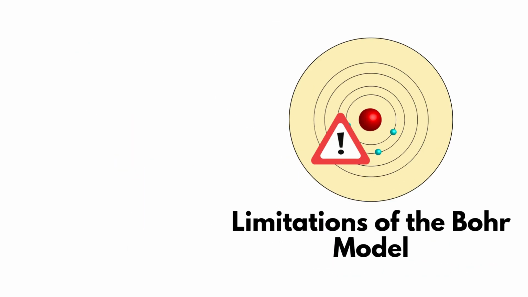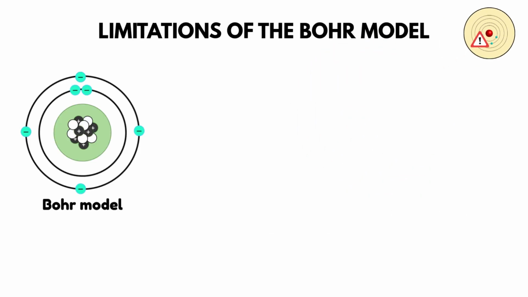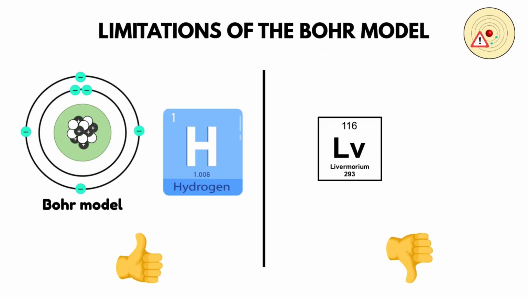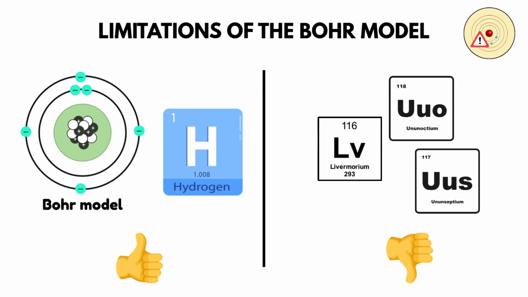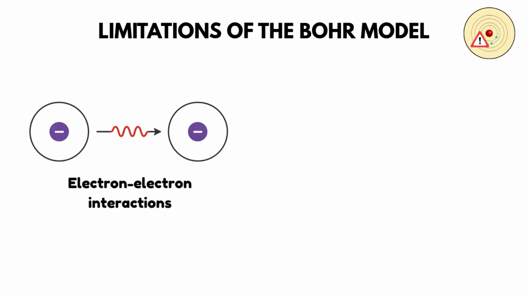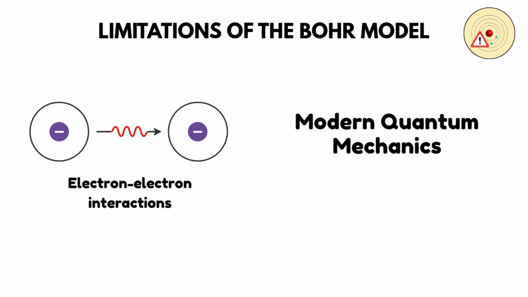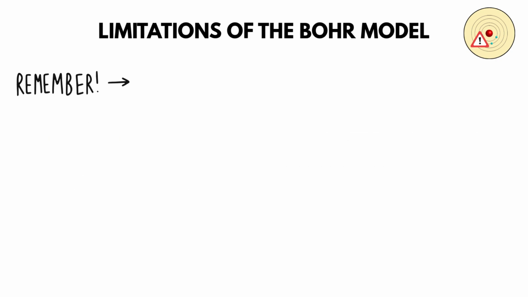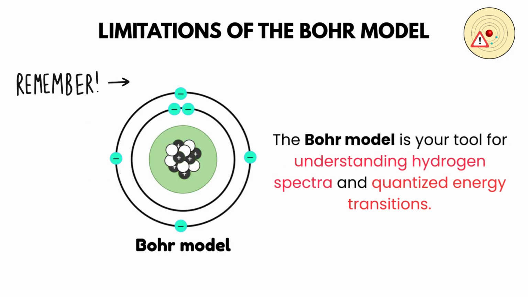Limitations of the Bohr model. The Bohr model works beautifully for hydrogen, but it fails for multi-electron atoms. Real atoms have electron-electron interactions and more complex behavior. That's why modern quantum mechanics goes beyond Bohr. But for the MCAT, remember, the Bohr model is your tool for understanding hydrogen spectra and quantized energy transitions.